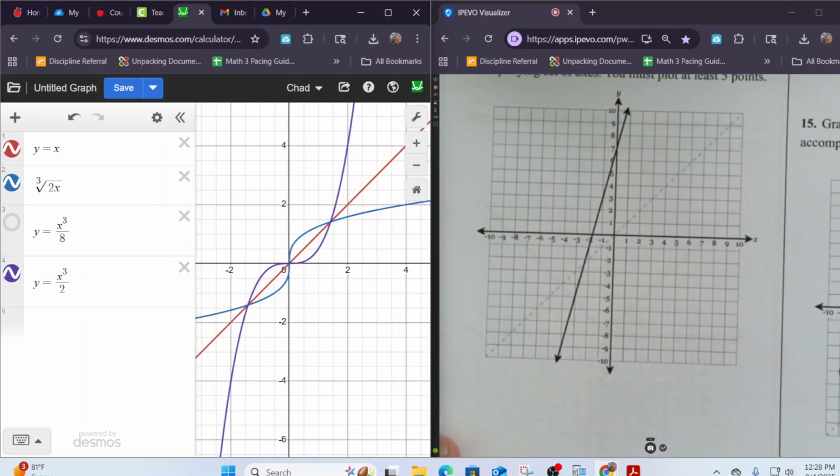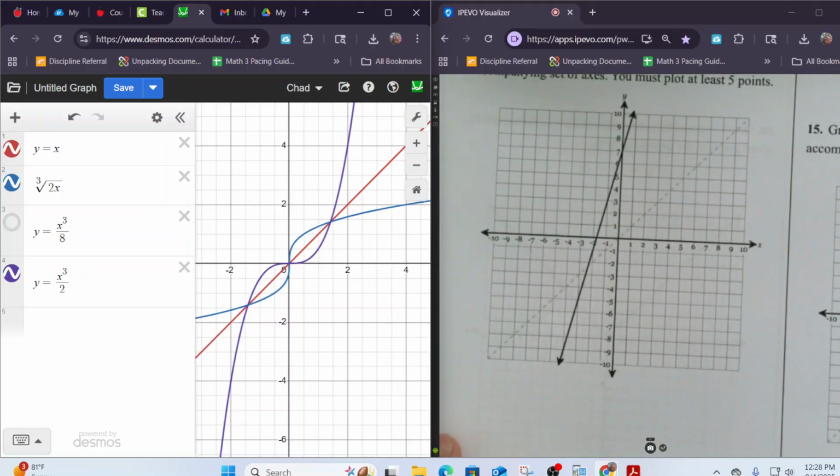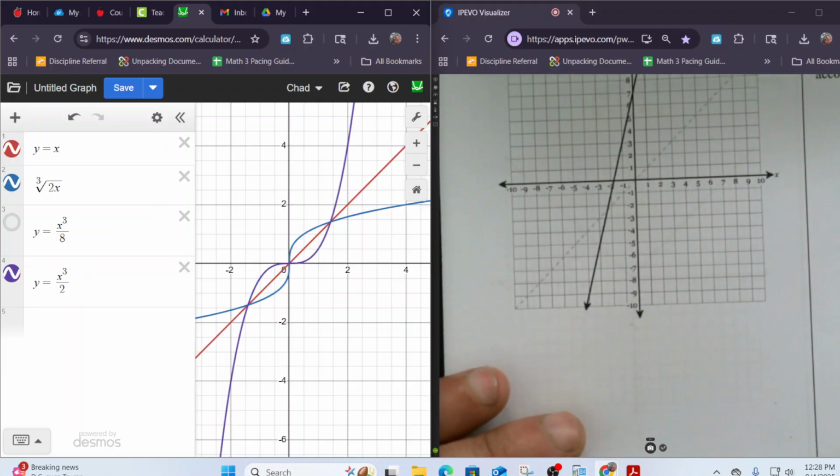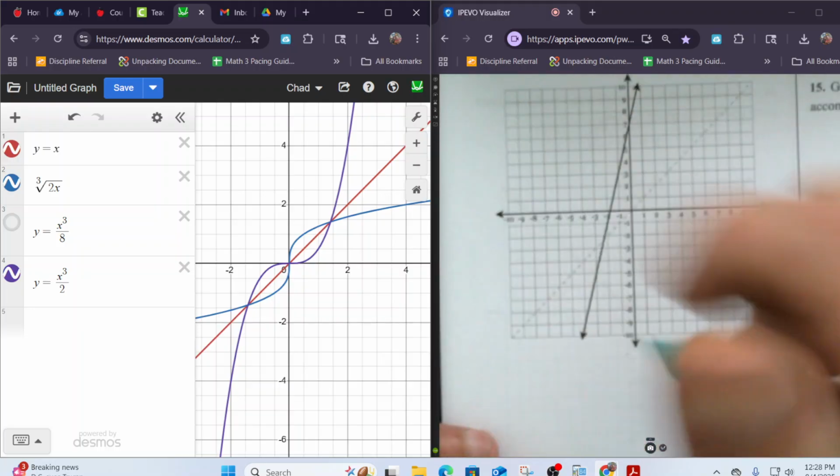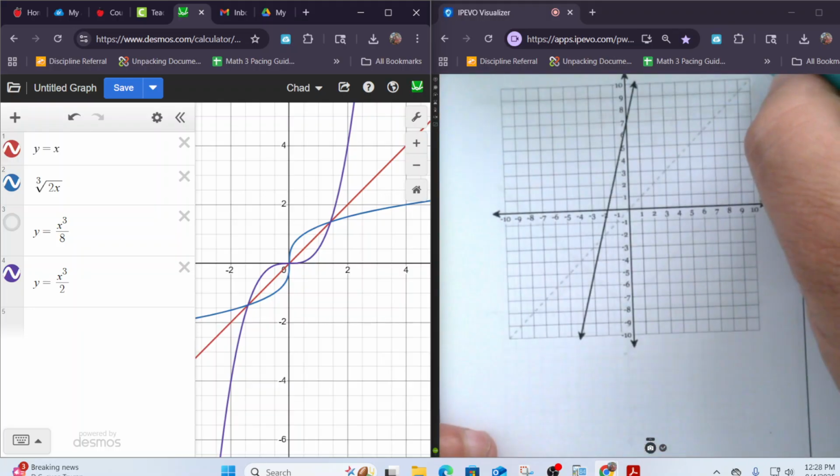These are the ones we did yesterday. Guys, remember, all you got to do here is find points on the line. Here's your original. Remember, this is just y equals x here.